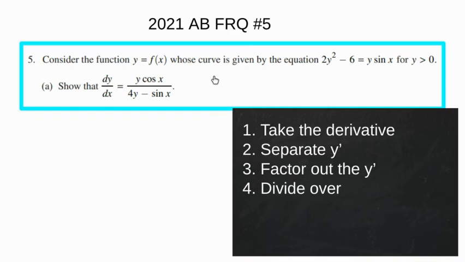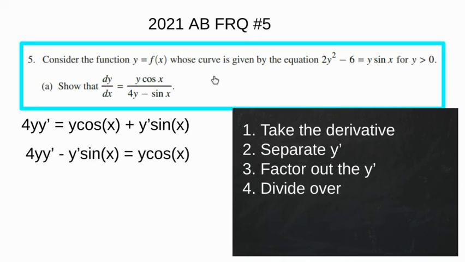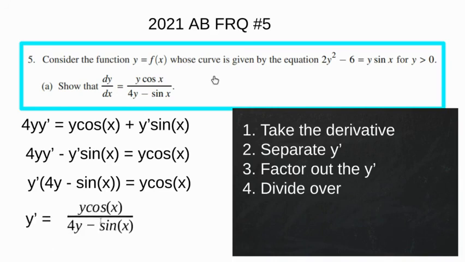So we need to take the derivative of 2y squared minus 6 equals y sine x. That gives us 4y y prime equals y cosine x plus y prime sine x. Then we need to separate the y primes, get them all on one side. That gives us 4y y prime minus y prime sine x equals y cosine x. And we factor out the y prime. That gives us y prime times 4y minus sine x equals y cosine x. And then we just divide it over, and that's our answer.